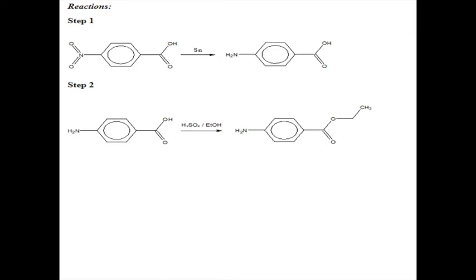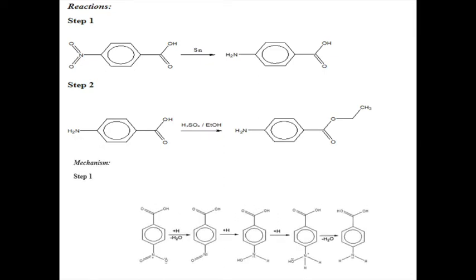Now let's have a look at the mechanism. The step number 1 mechanism is here. In step number 1, there is a reduction of para-nitrobenzoic acid to para-aminobenzoic acid. That is, nitro to amino group. For that we require a reduction reaction, and for that conversion we are adding protons in each step. So we'll look at that.